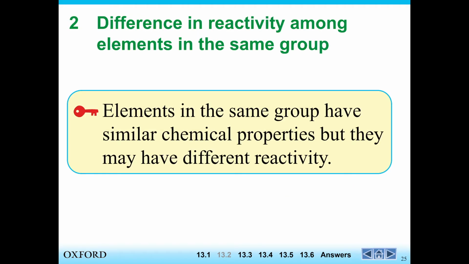So again, elements in the same group, let's refine our statement that we learned earlier. Elements in the same group, they have similar chemical properties, but they may have different reactivity. Some may be more reactive, some may be less. That's the key point here.